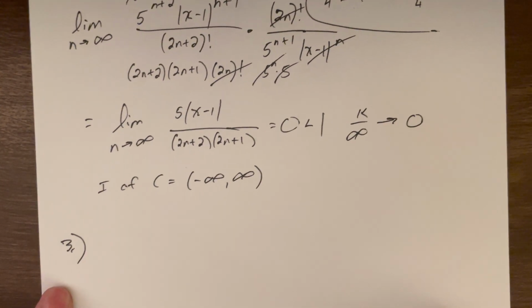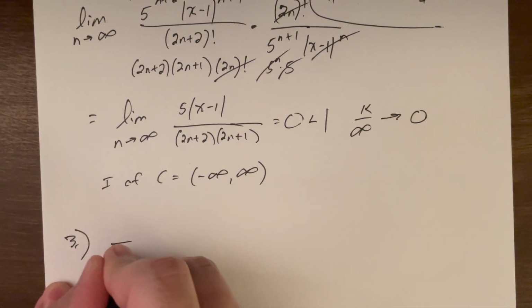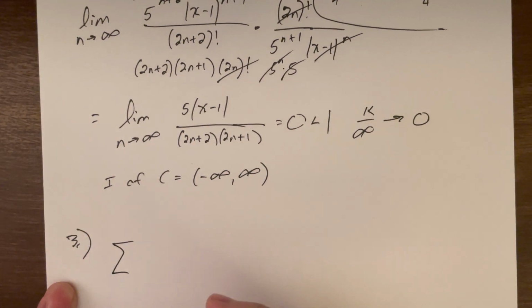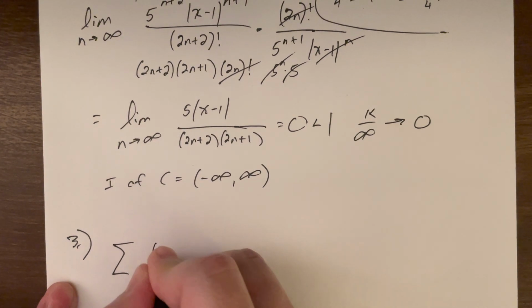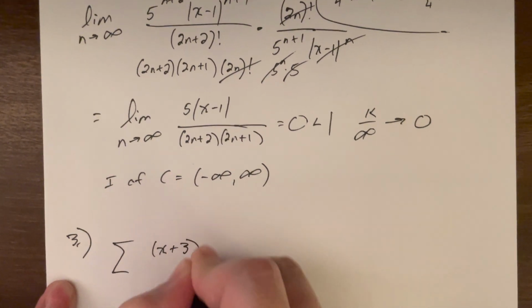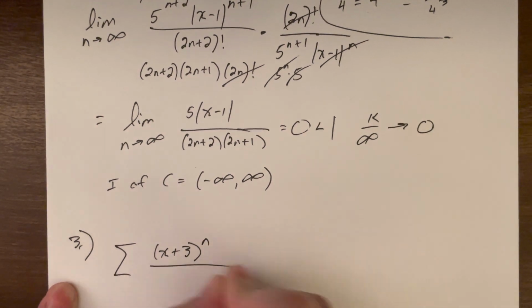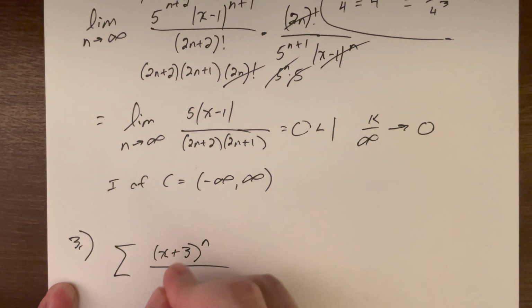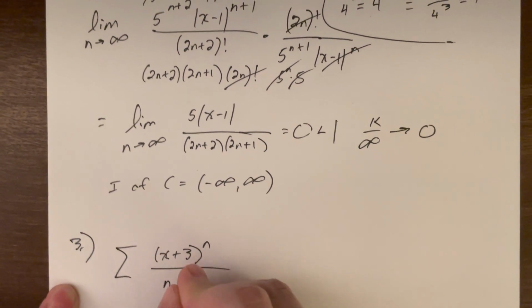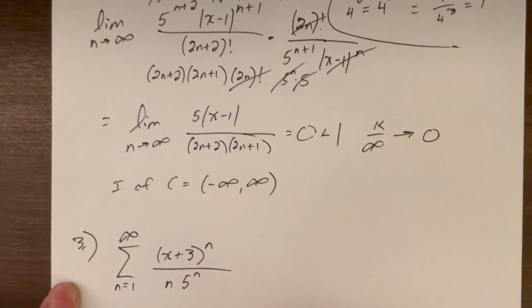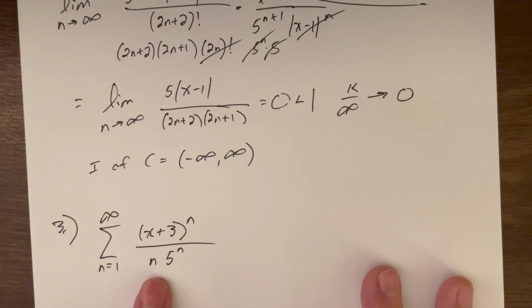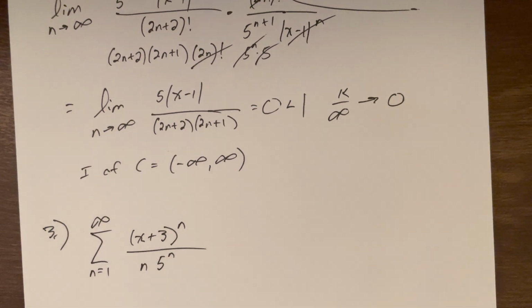So now, number 3, let's look at the series. Let's keep this one a little simple. Let's look at x plus 3 to the n all over n times 5 to the n. Again, because of this plain n, I have to start at n equals 1, not 0, because I can't divide by 0. And I'm just pointing that out, everybody.